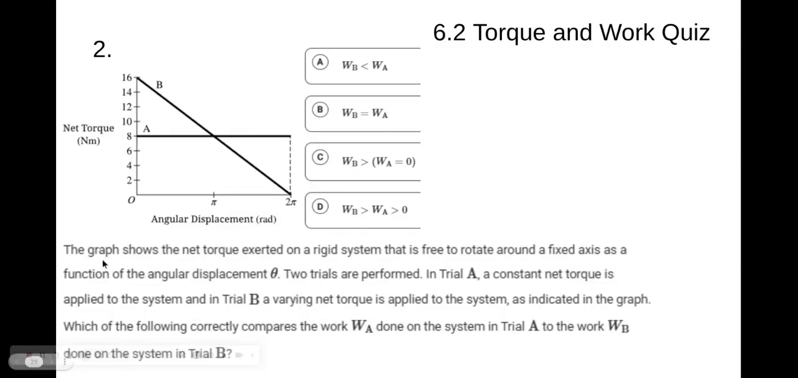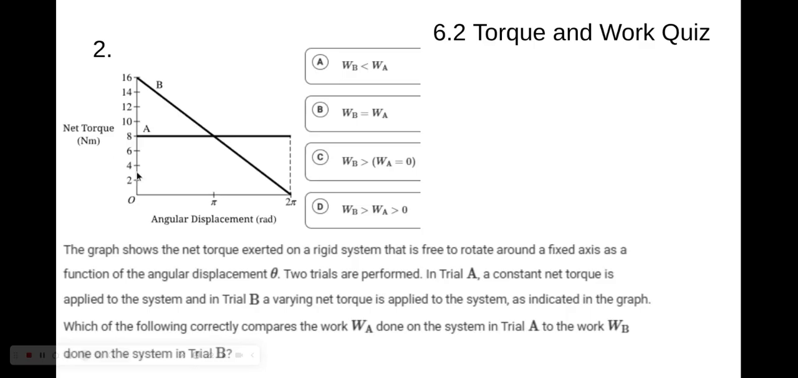Question 2. The graph shows the net torque exerted on a rigid system that is free to rotate around a fixed axis as a function of angular displacement. Two trials are performed. In trial A, which is here, a constant net torque is applied to the system. In trial B, a varying net torque is applied to the system as indicated by the graph. Which of the following correctly compares the work done on the system between trial A and trial B?